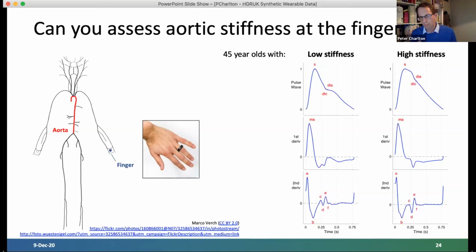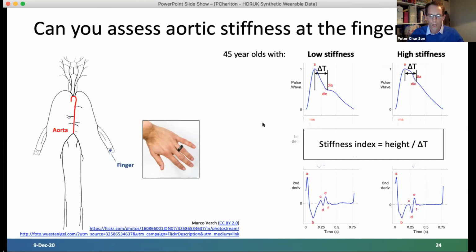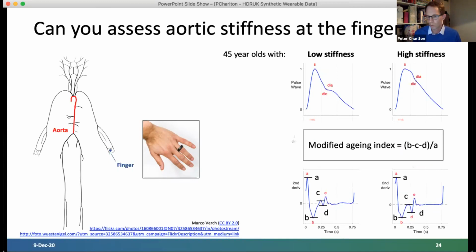On the right are examples of pulse waves from 45-year-old simulated subjects with low and high stiffness. And you can see how the second peak is disappearing in the subject with the higher stiffness. And we used two indices to infer stiffness. Firstly, the stiffness index that I mentioned, calculated from the delay between peaks. And then secondly, the modified aging index, calculated using points on the second derivative.